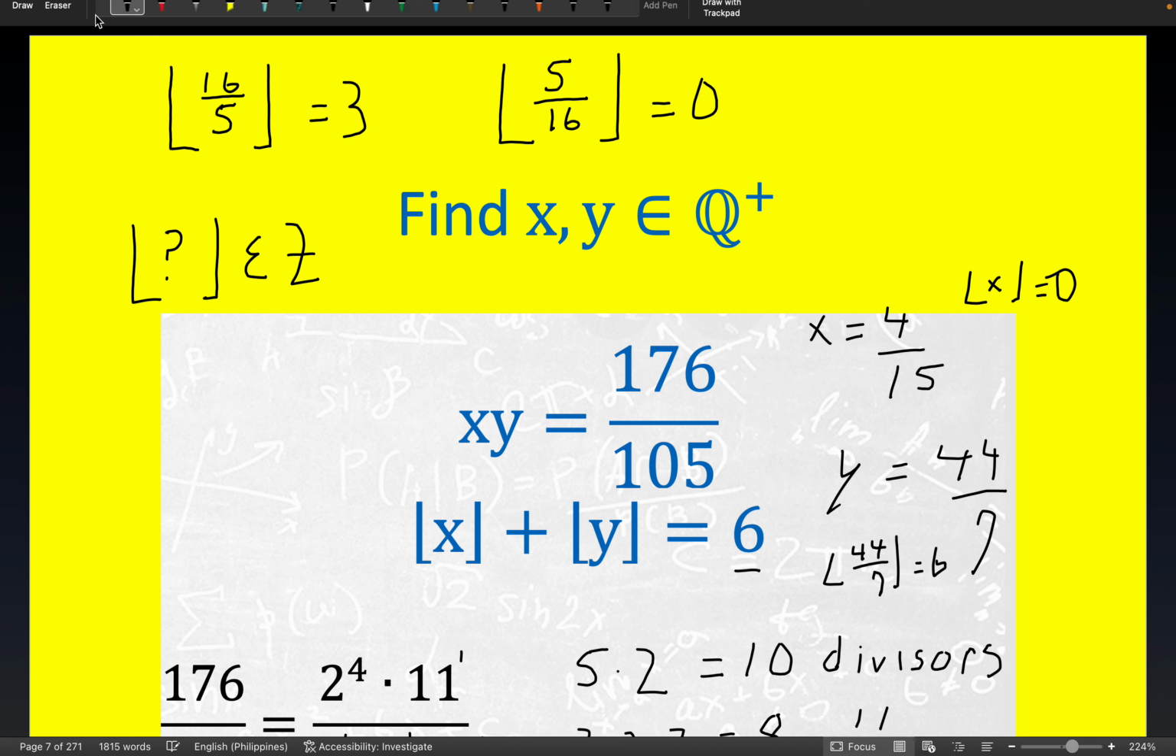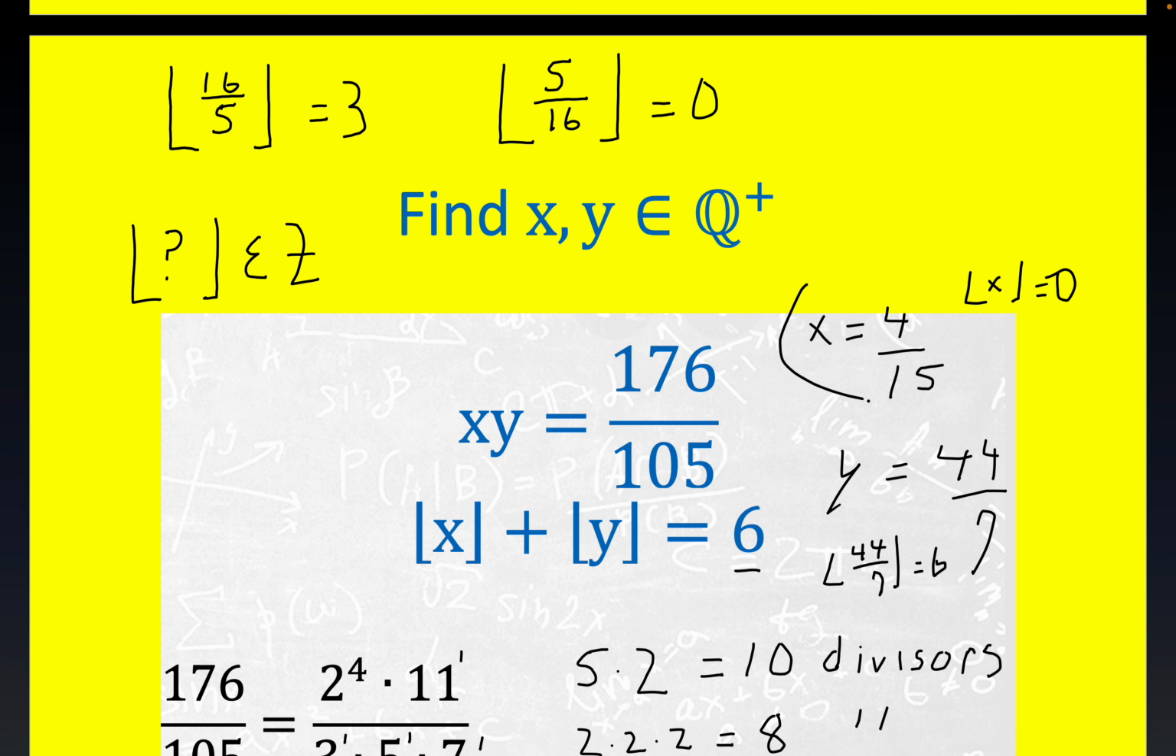Okay, so let me get this circled in kind of a vertical way here. Okay, so there's our solution, folks. X equals 4/15. Y is equal to 44/7.